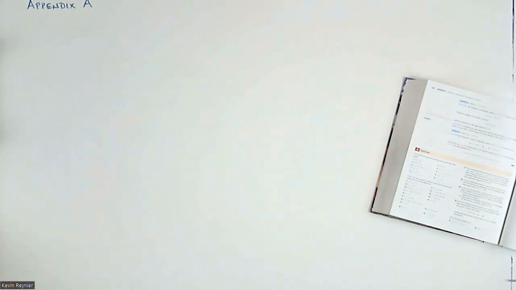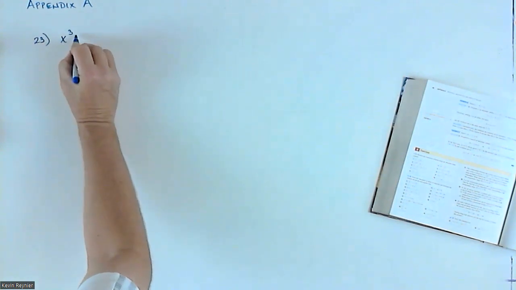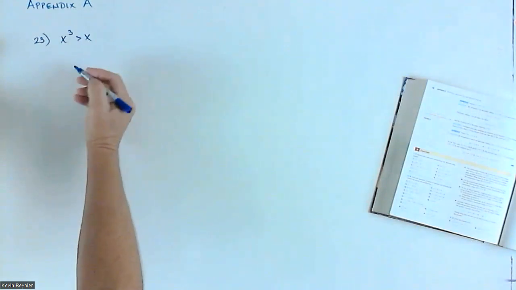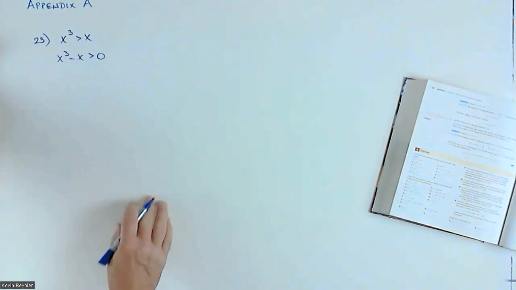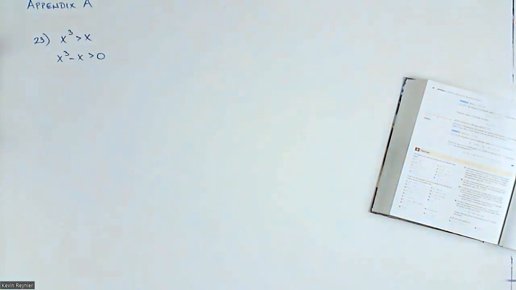If you look at something like number 23, x cubed is greater than x. Okay. If we want to use the number line technique, we need a 0. So we write this as x cubed minus x is greater than 0. So it's asking us, when is this graph positive? I don't know that graph. Right? You don't know that graph. We know how to draw that graph if we passed our pre-calc class. We don't want to do that.